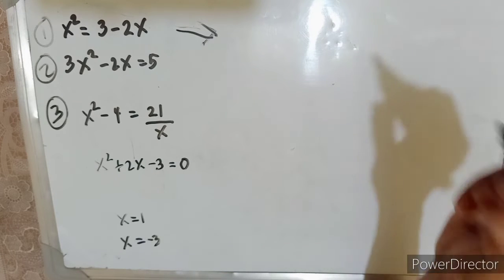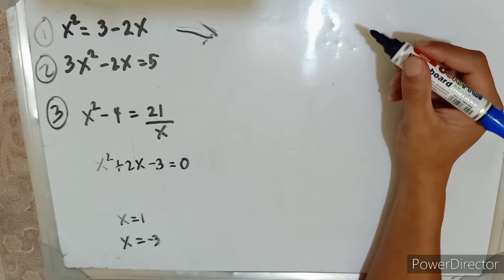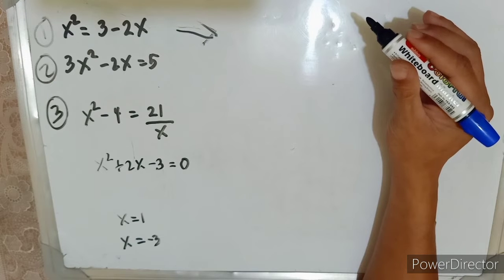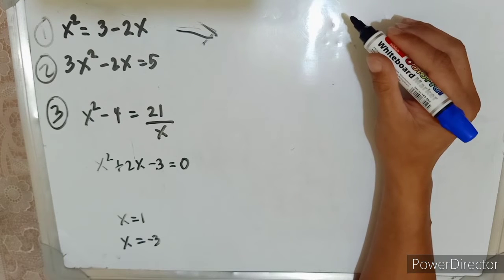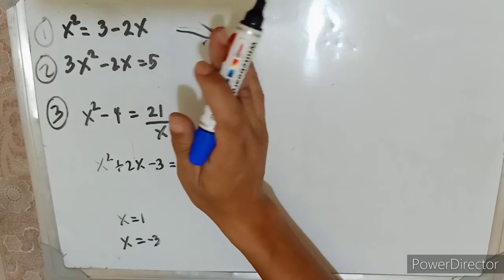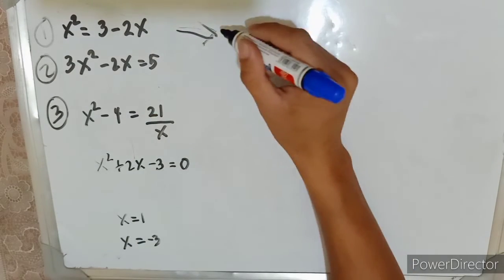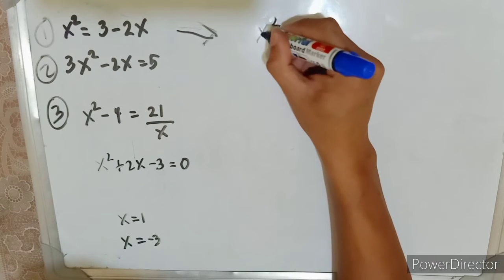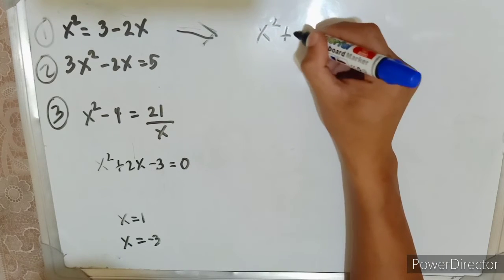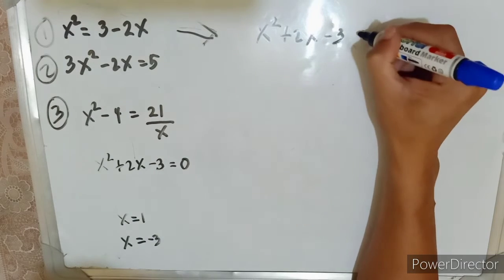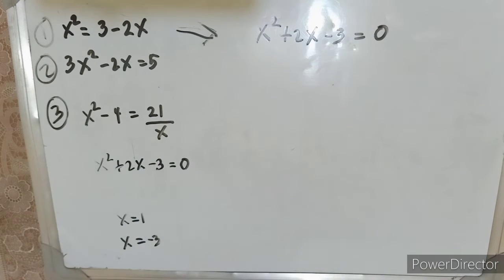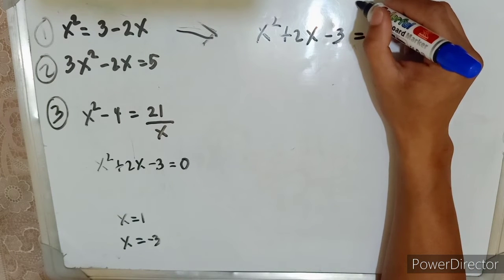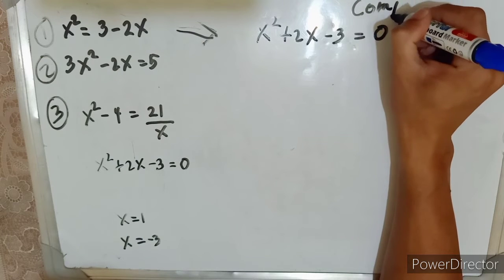So, dito sa completing the square, guys, kailangan gawin mong 0 yung right side natin. Ang ibig sabihin, i-accumulate natin itong lahat doon sa left side. From this equation, we have x squared plus 2x minus 3 is equal to 0. So, second method na tayo, completing the square.